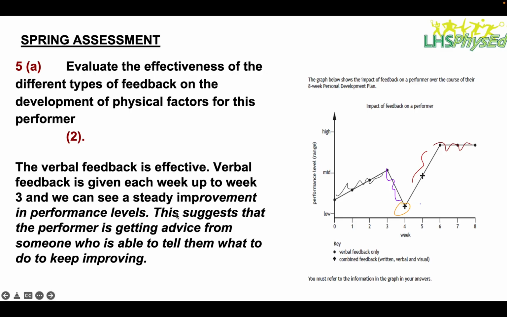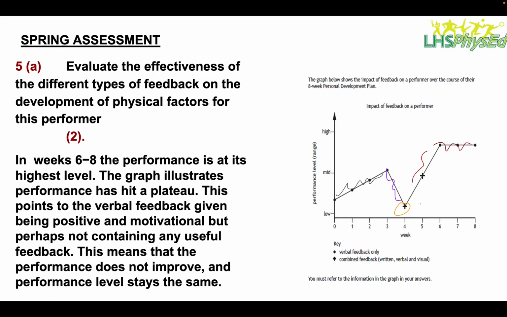So on screen just now, on the left hand side, is an example of 1 mark. The verbal feedback given is effective. Verbal feedback is given each week up to week 3, and we can see a steady increase in performance levels. So that's the first 3 weeks here. This suggests that the performer is getting advice from someone who is able to tell them what to do to keep improving. That could be from a coach.